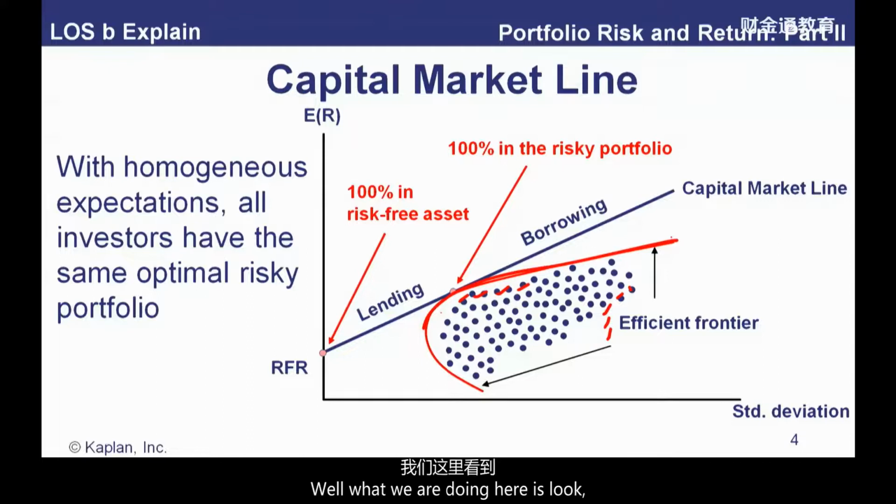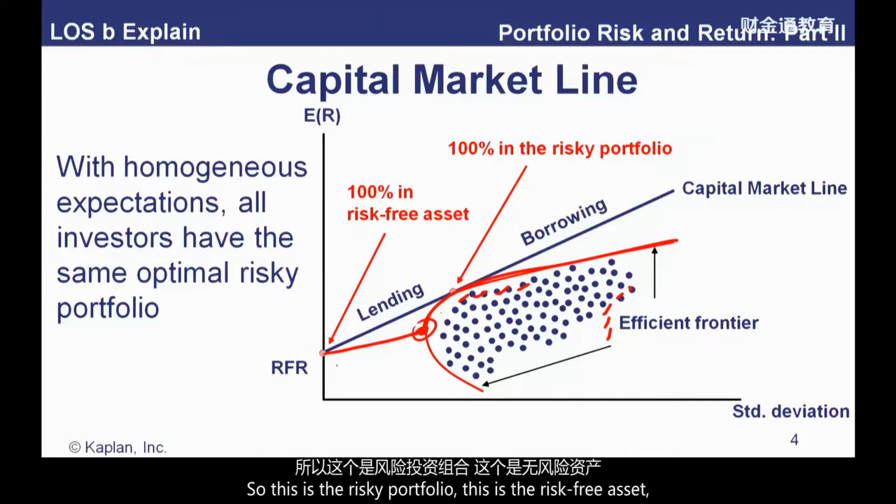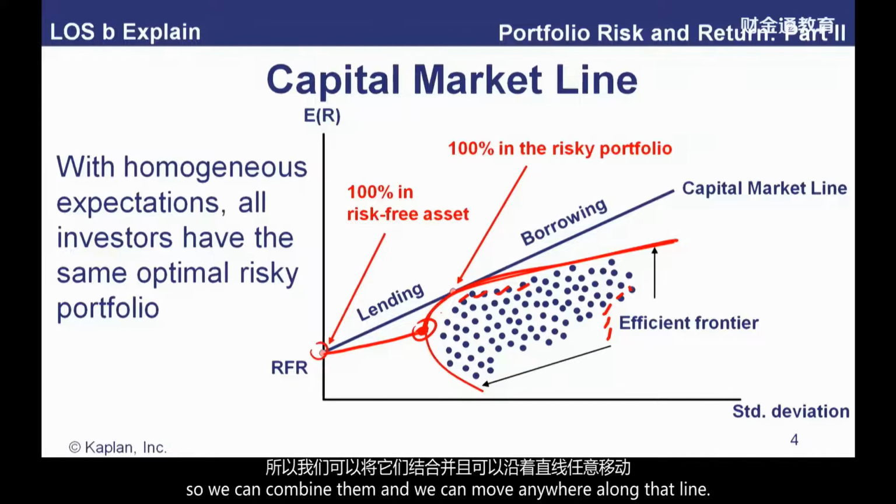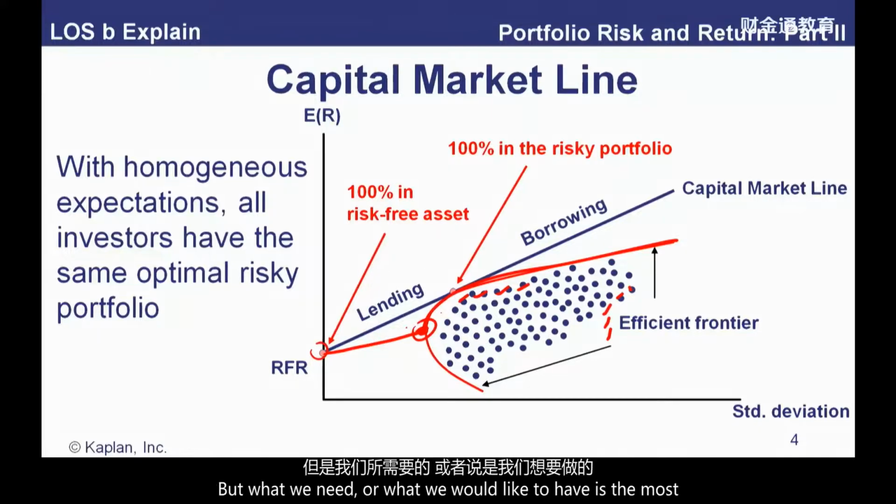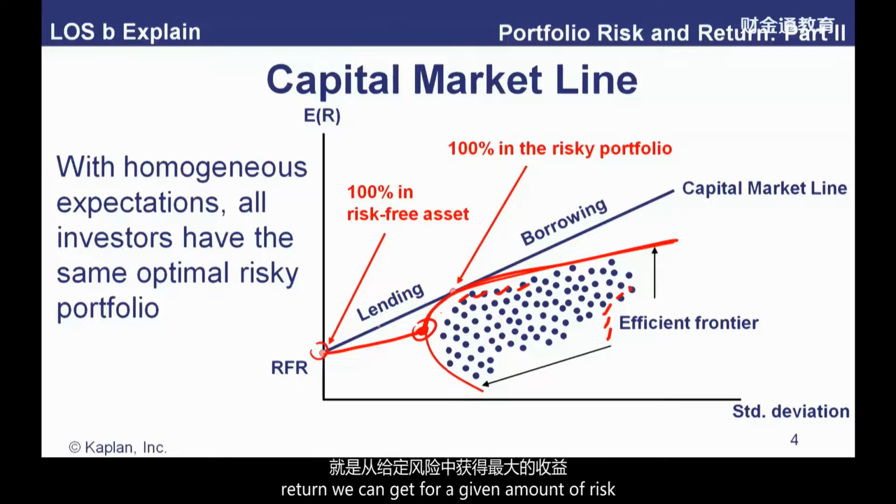Well, what we're saying here is, look, we can choose any point anywhere, but if we chose something like this, maybe that's the global minimum variance portfolio, and we wanted to combine that with the risk-free rate, we could get any point along that line, right? So this is a risky portfolio, this is the risk-free asset, so we can combine them and move anywhere along that line. But what we would like to have is the most return we can get for a given amount of risk, or the least risk for a given amount of return.